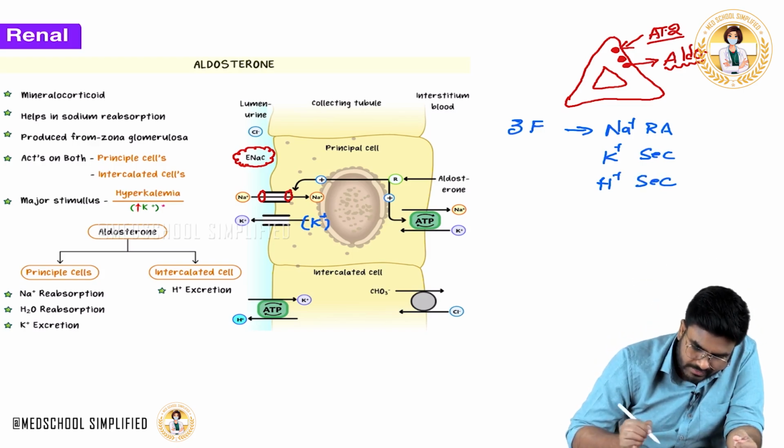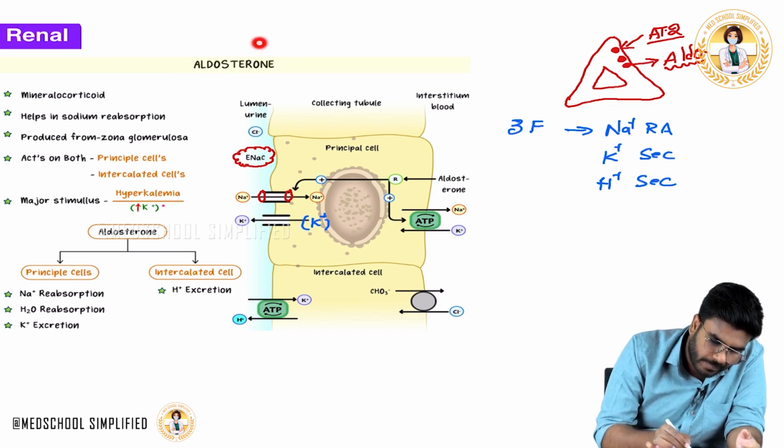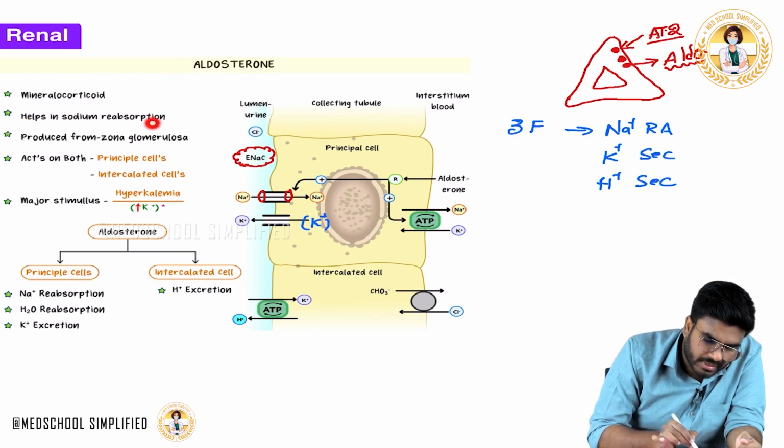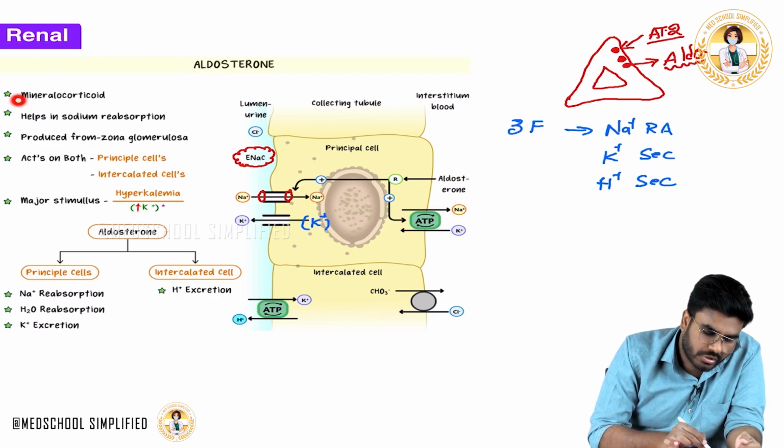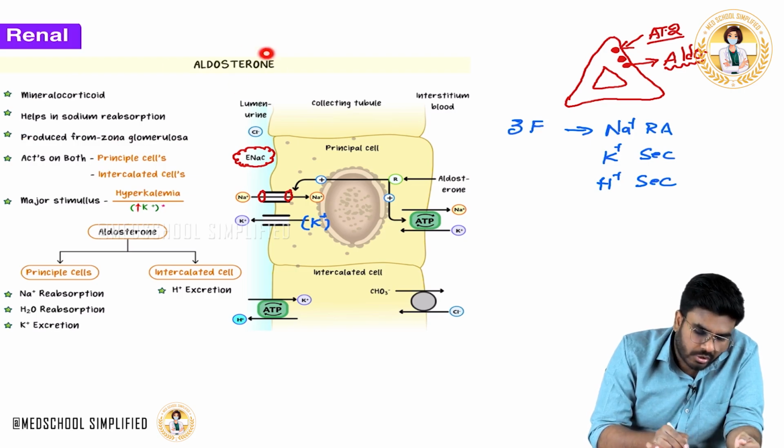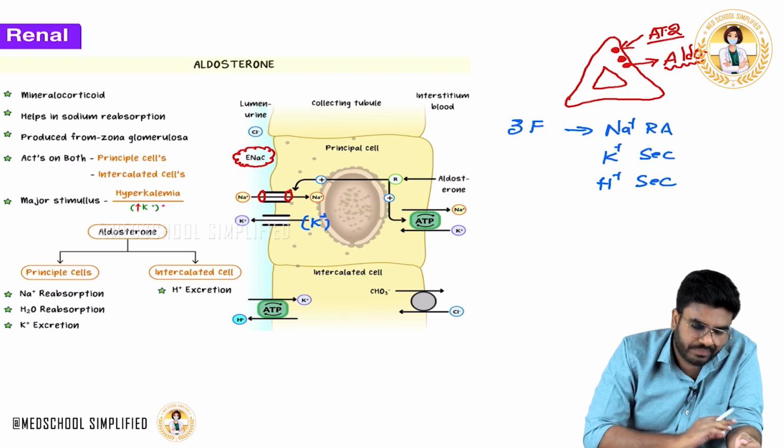Now let's see the important points one by one. Aldosterone is a mineralocorticoid. It helps in sodium reabsorption. Where is aldosterone produced? It is produced from the zona glomerulosa of the adrenal gland. Does it act on principal cells or intercalated cells? It acts on both principal cells as well as intercalated cells.